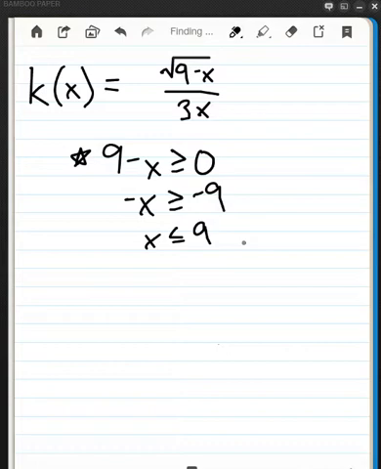We also have 3x in the denominator, and recall our denominator cannot equal 0. So our second restriction is that 3x cannot equal 0. Otherwise, our fraction would be undefined.